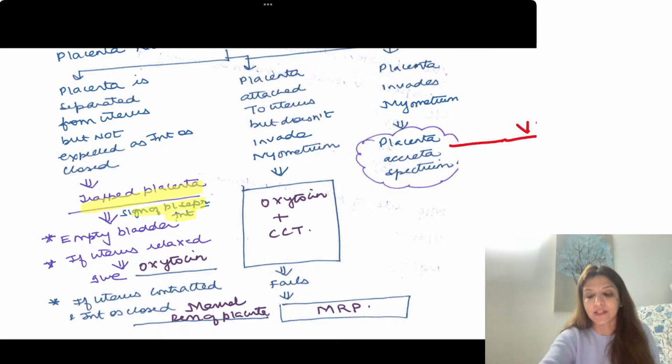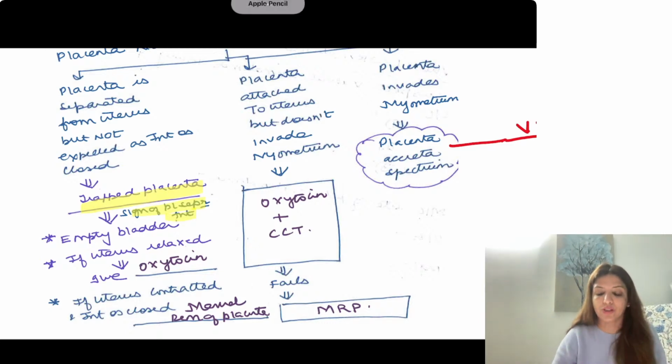So in trapped placenta, you have to check whether they are saying the uterus is relaxed or not. In trapped placenta, if the uterus was relaxed, the next step is oxytocin. If the uterus was contracted, the next step was CCT. In case of a placenta which has not separated, the next step is oxytocin and controlled cord traction, and if it fails, then you go to manual removal of placenta.